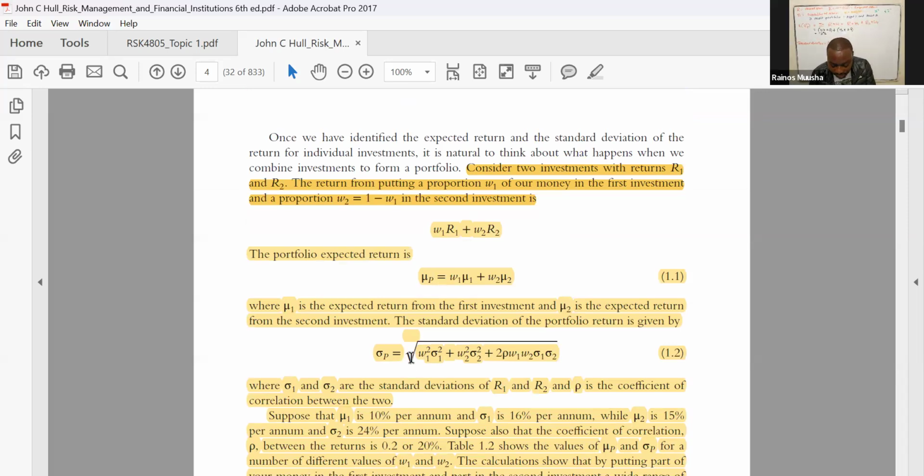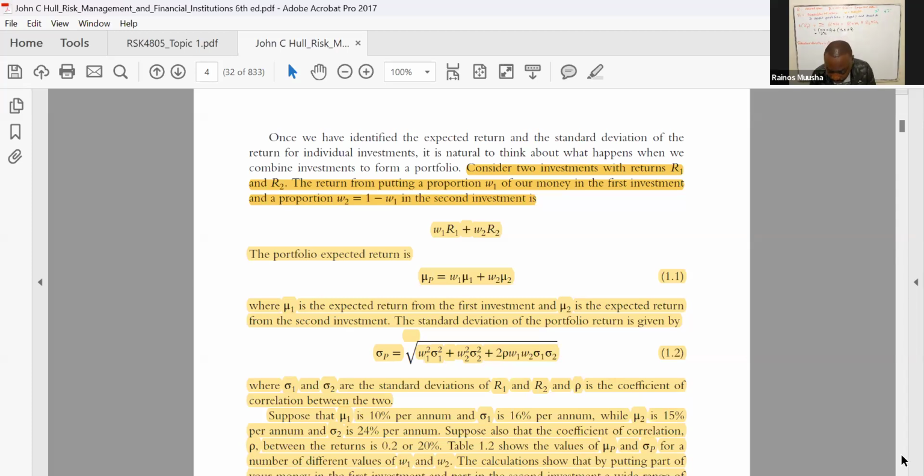standard deviation of the two asset portfolio is given as the square root of the weight of asset one squared multiplied by the standard deviation of asset one squared plus the weight of asset two squared multiplied by the standard deviation of asset two squared plus 2 multiplied by the correlation coefficient between asset 1 and 2 multiplied by the weight of asset 1 multiplied by the weight of asset 2 multiplied by the standard deviation of asset 1 multiplied by the standard deviation of asset 2. And this is how we determine the standard deviation of the portfolio.